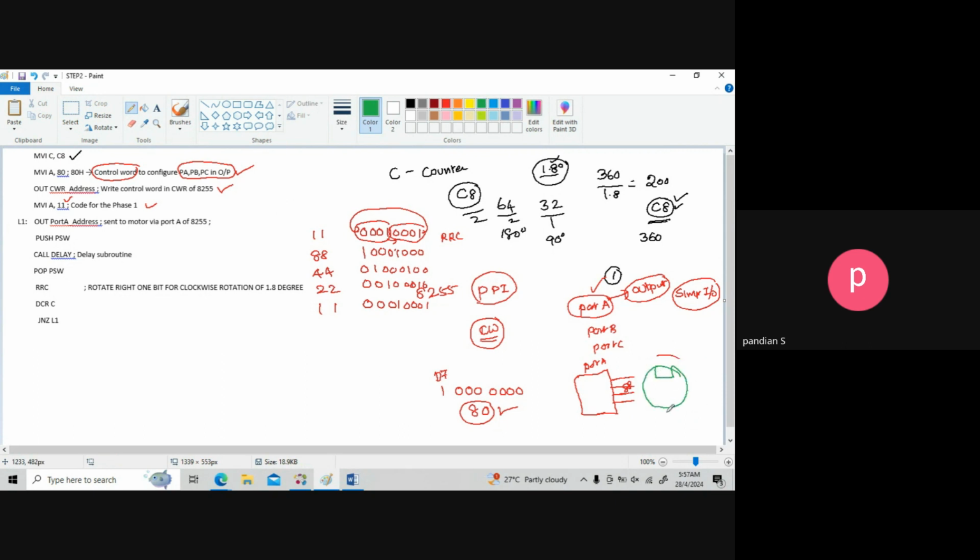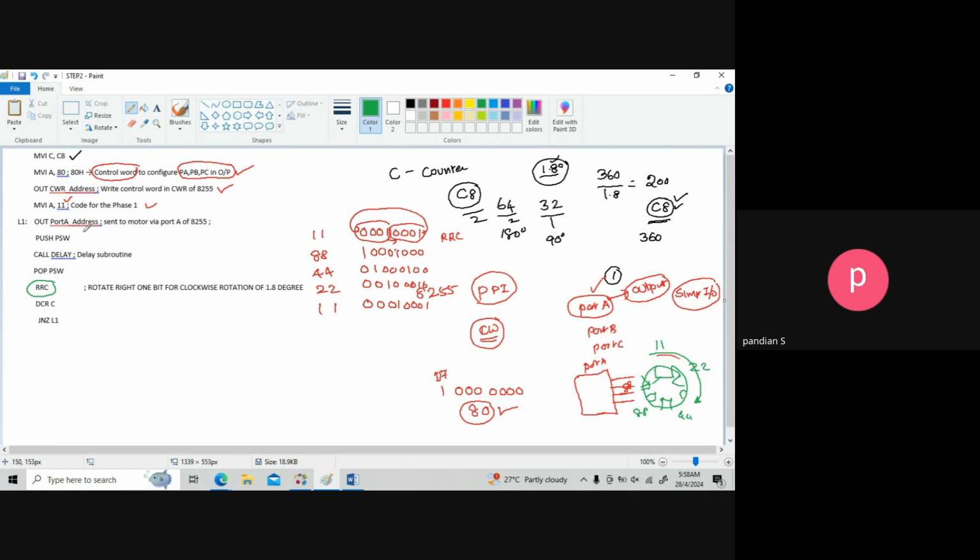This is one pair. Then here we have another pair, so around 4 pairs of stator are there, right? One pair is energized by 11, another pair by 22, another pair by 44, another pair by 88, and another pair by 11. In that manner, we get the clockwise rotation. So you have to use the rotate right instruction for clockwise rotation.